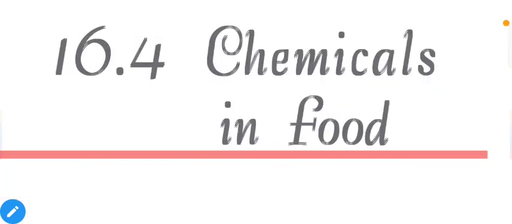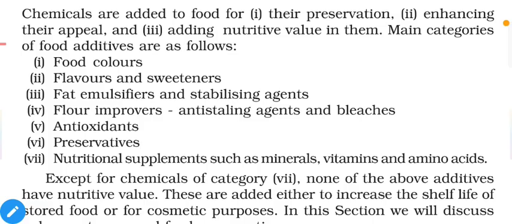Now we are heading towards the second part of our unit, that means chemicals in food. Maybe you think which types of chemicals we are using as food. So here is the list. Chemicals are added to food for their preservation, enhancing their appeal and adding nutritive value. The main categories of food additives are as follows.